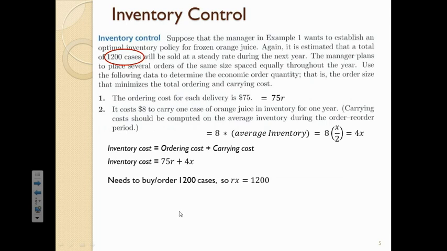So the orders that we place, if we place R of them, times the quantity per order, which is what our X is, should equal 1,200. So this is our second equation.